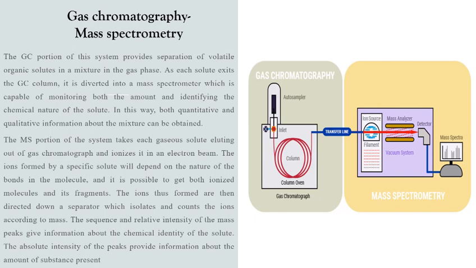Next, the MS portion of the system takes each solute eluting out of the gas chromatograph and ionizes it in an electron beam. The ions formed from a specific solute will depend upon the nature of the bonds of the molecule, and it is possible to get both ionized molecules and its fragments. The ions thus formed are then directed down a separator which isolates and counts the ions according to the mass. The sequence and relative intensity of the mass peaks give information about the chemical identity of the solute. The absolute intensity of the peaks provides information about the amount of substance present in the food.